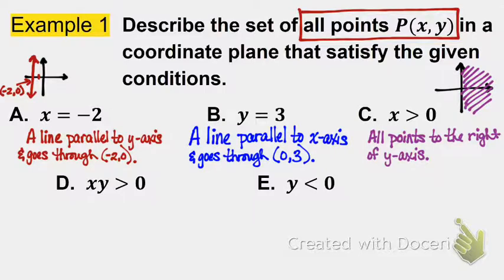Let's go look at E next, since it's so similar to C. How would I talk about all the points that satisfy y is less than 0? Everything below the x-axis. Yep, all points below the x-axis.